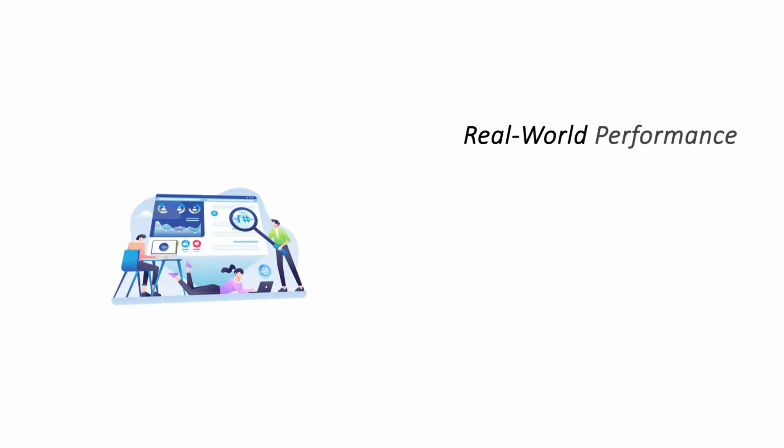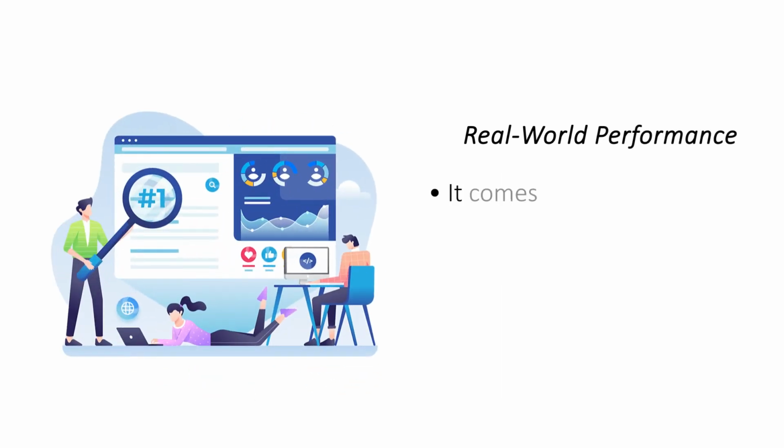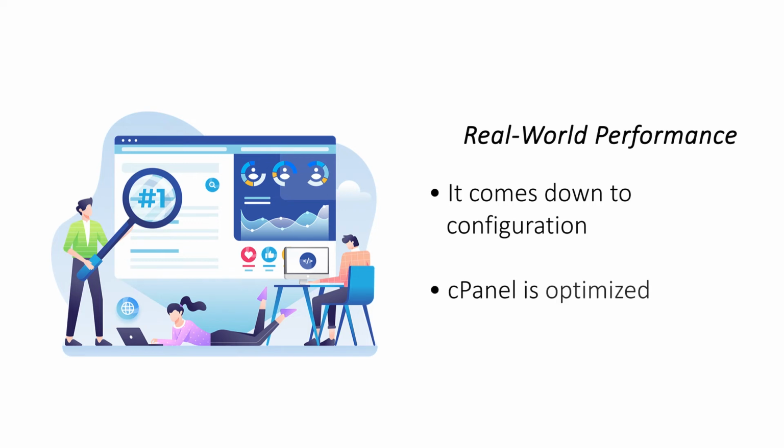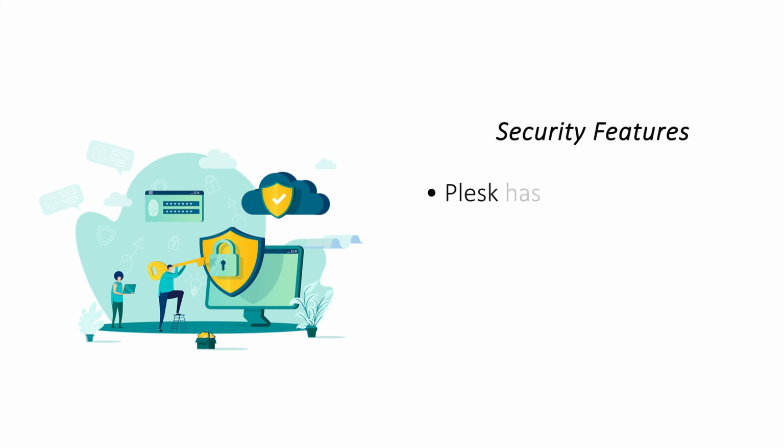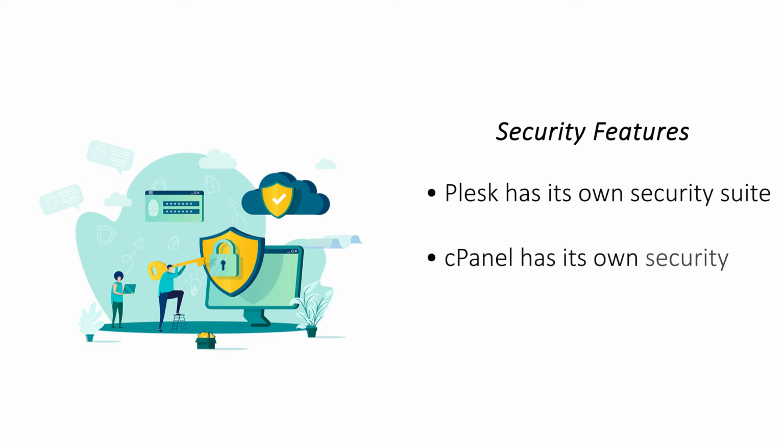Real-world performance. Plesk runs on a proprietary framework and takes a bit more time to load. cPanel features an optimized performance, hence loads faster, and needs less memory to start. Security features. Plesk security features include fail-to-ban intrusion prevention, inbound and outbound email anti-spam and Active Directory integration. cPanel's protective arsenal includes automatic SSL certificate installation, password-protected directories, and IP address denials.